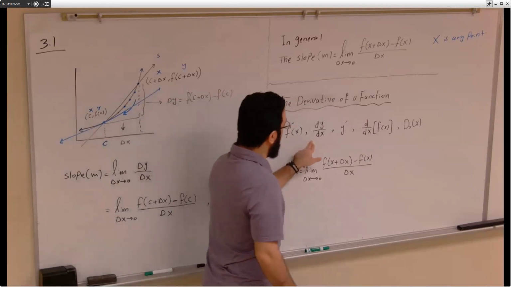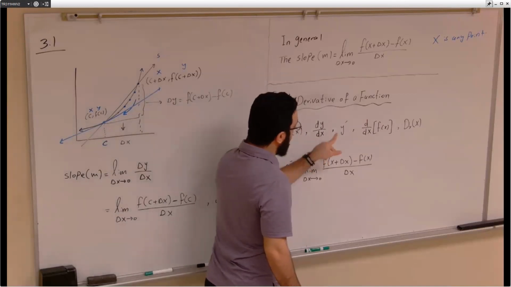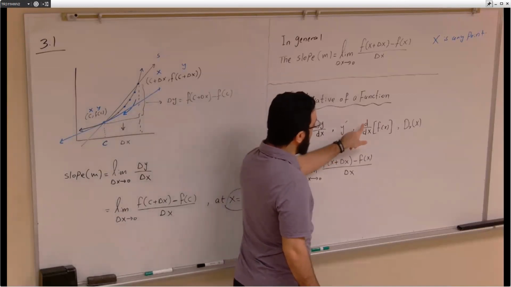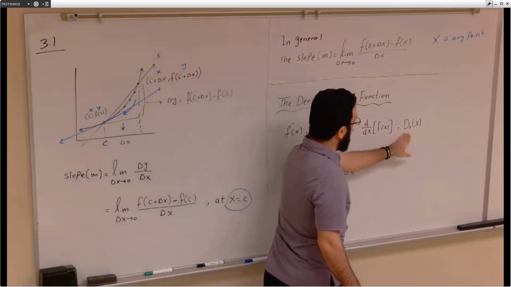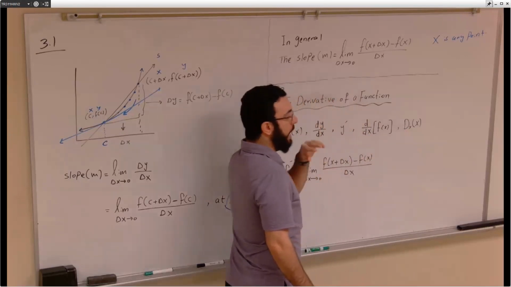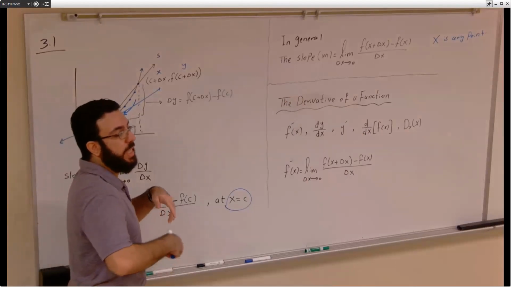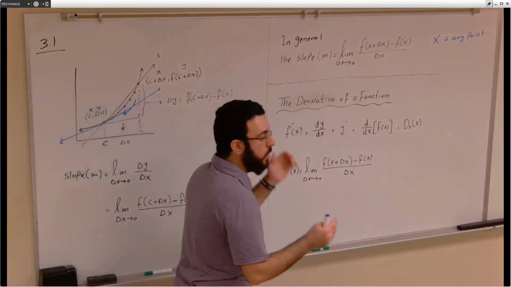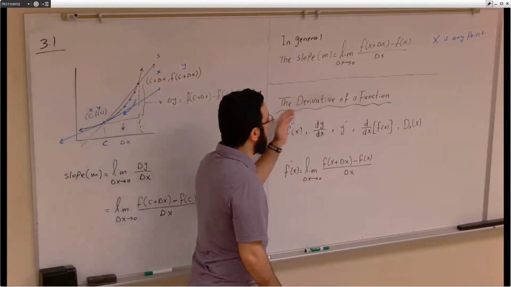Then dy over dx, y prime, d over dx of f of x, that means this is the slope. D sub x of x, that means this is the slope. So now, we're not going to say find the slope anymore. We're just going to say find the derivative. So you have to keep in your mind the derivative means the slope, which is exactly the same formula.